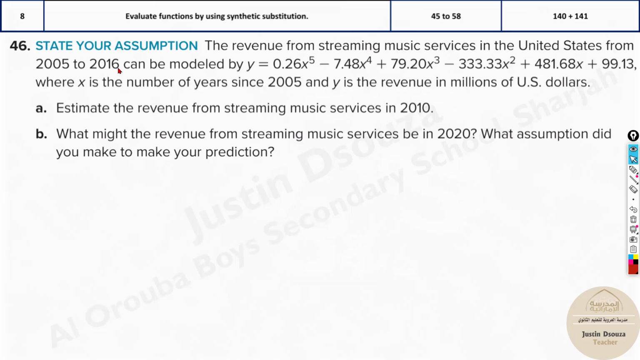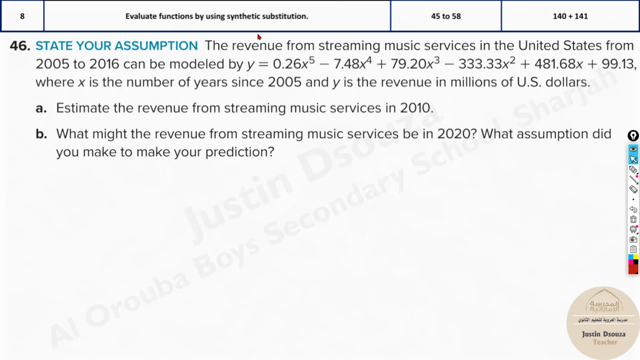We have a real world problem. State your assumption. The revenue from streaming music services in the United States from 2011 to 2016 can be modeled by this equation here. It's a long one. Where X is the number of years since 2005 and Y is the revenue in millions of US dollars. Estimate the revenue for streaming music services in 2010 and what might be the revenue in 2020. What assumption did you make to make your prediction?